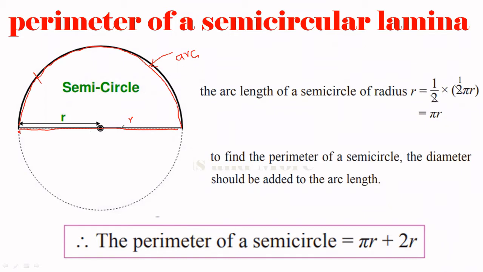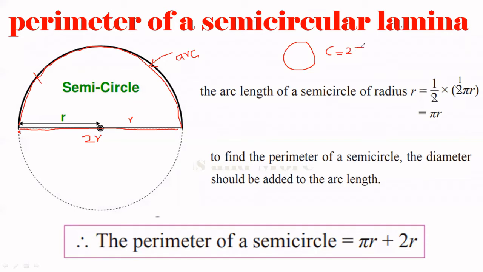Then r plus r means 2r. You have to get that 2r also. So how do we make a formula for the perimeter of a semicircular lamina? You know, to find the circumference of a circle, C equals 2 pi r.